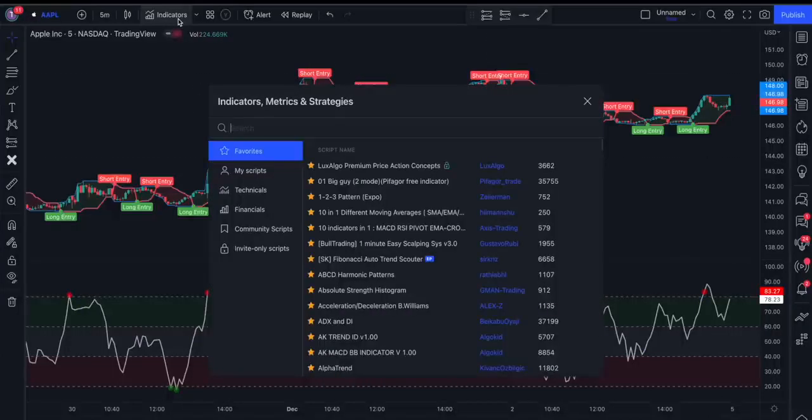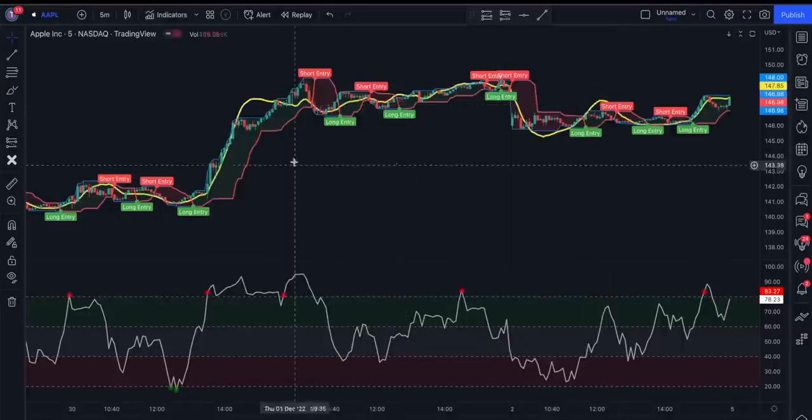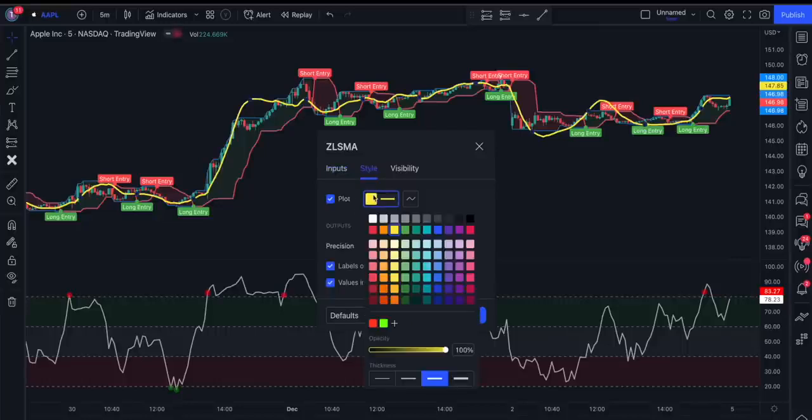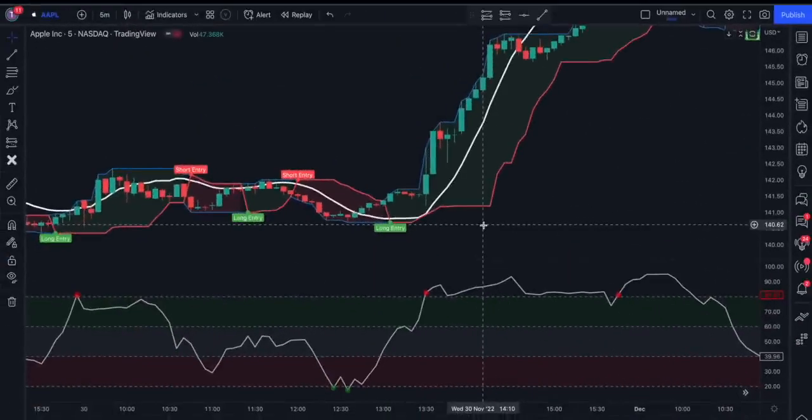For the second indicator, add a zero lag SMA. Set its length at 50 and change its color to white. Now, the conditions for entering a long trade are simple.